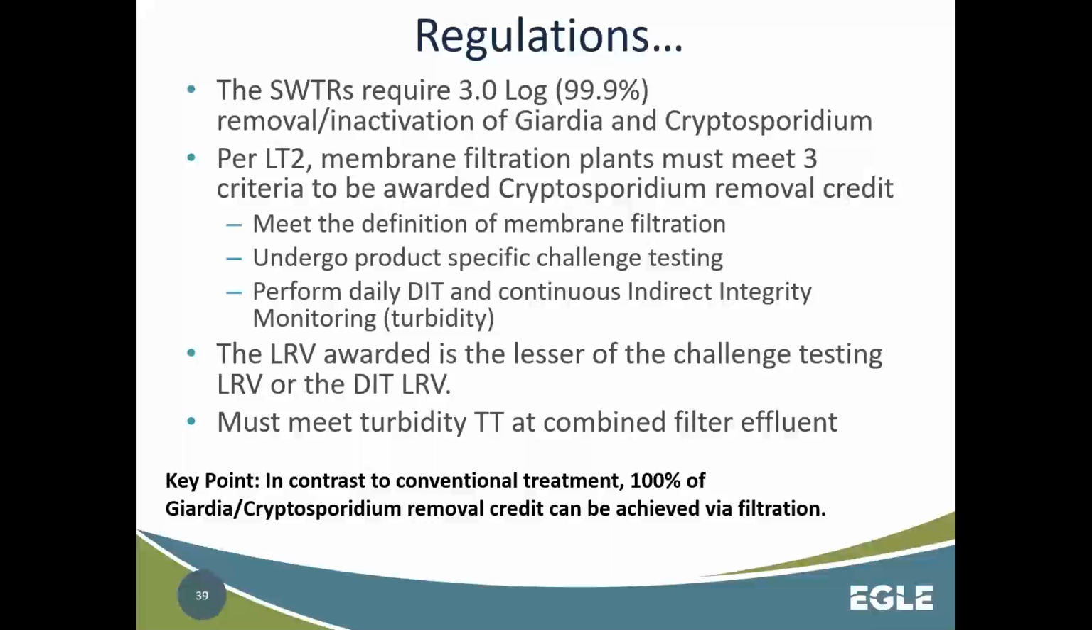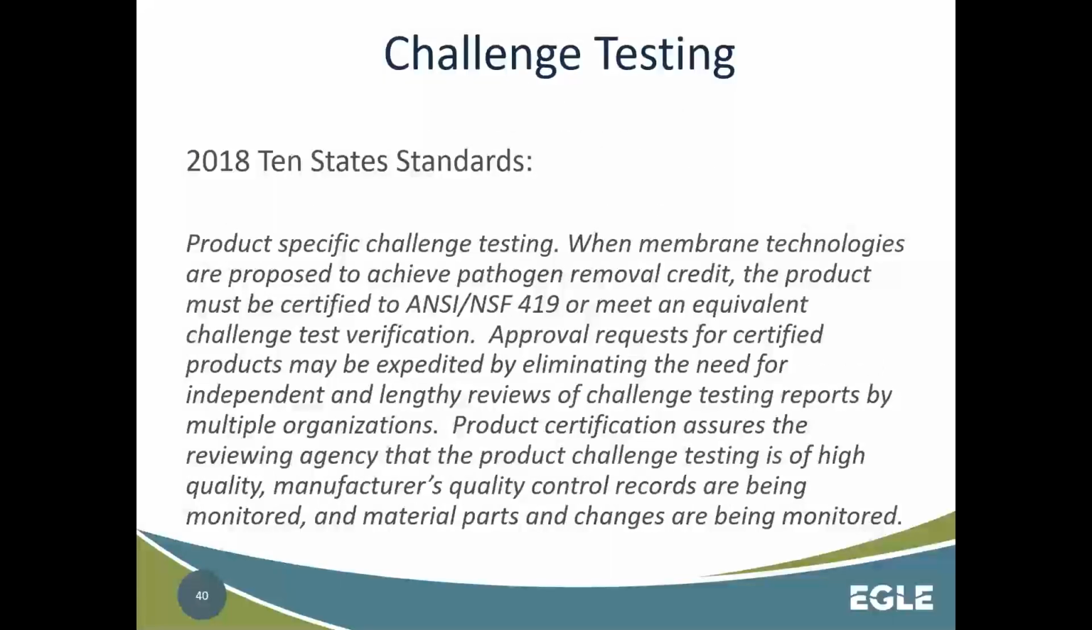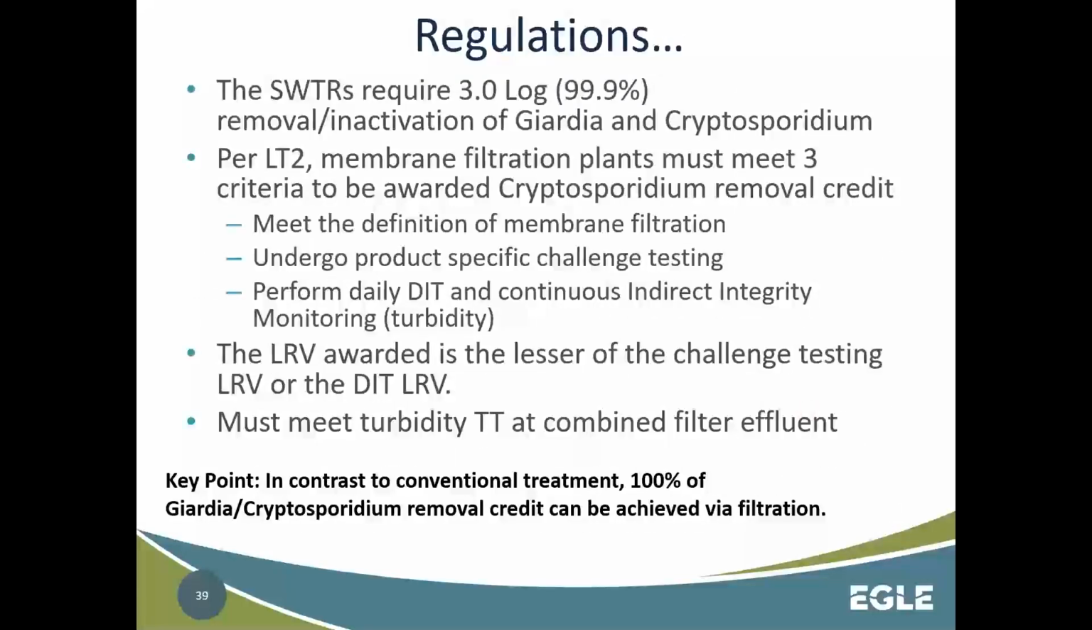So it's got to be below that 1 micron, I believe, is the number. All right, so basically, if you get, let me skip ahead again real quick. Okay, so basically, if you meet these criteria and you meet your turbidity limits, you get 100% removal credit for crypto and Giardia for membranes.